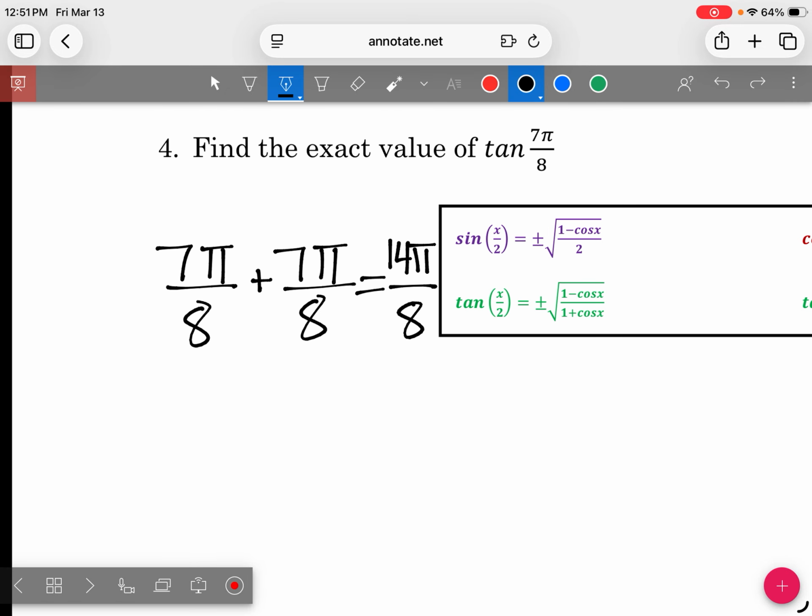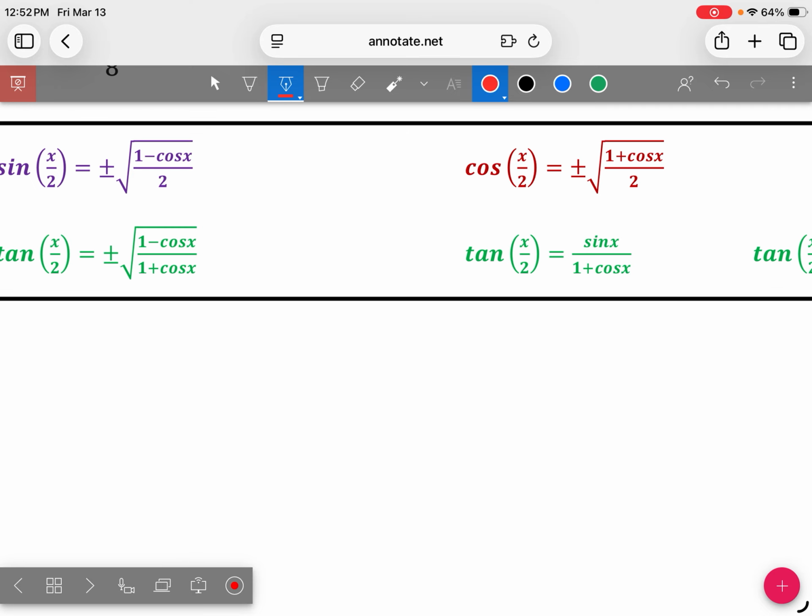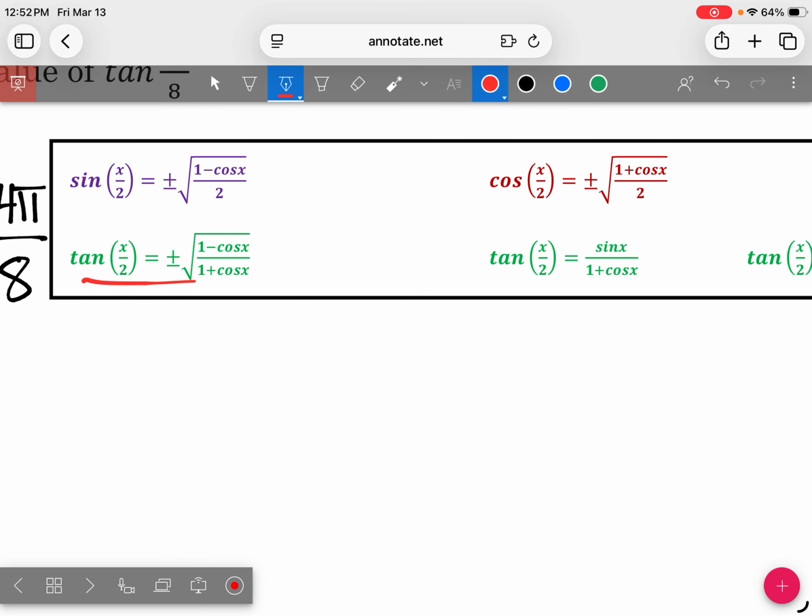It's crazy. All right, so I'm going to take tangent, and I'm doing the half angle, and the angle I'm cutting in half is 7 pi over 4. Okay, now notice that for tangent half angle, we have 3 choices. Now, I don't know if I feel like messing with this one. This looks like it has a lot going on. Now, sometimes it is the easier one, you know. I don't feel like using that one yet.